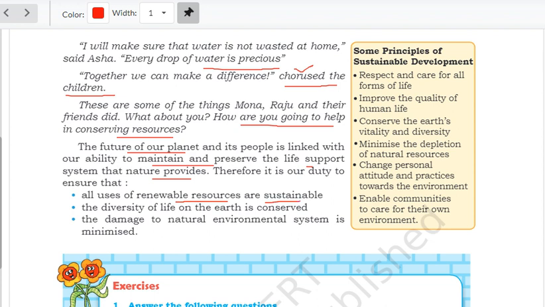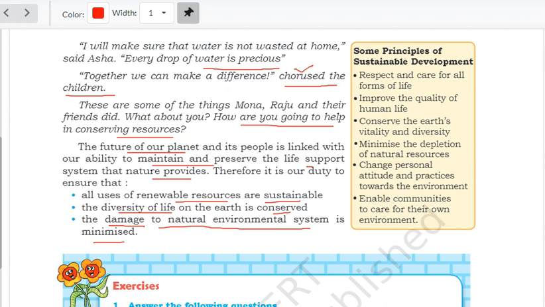The diversity of life on earth is conserved, saved. The damage to the natural environment system is minimized. We do not cause much damage to the natural environment system.